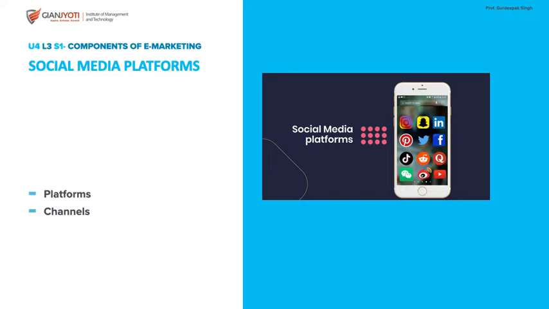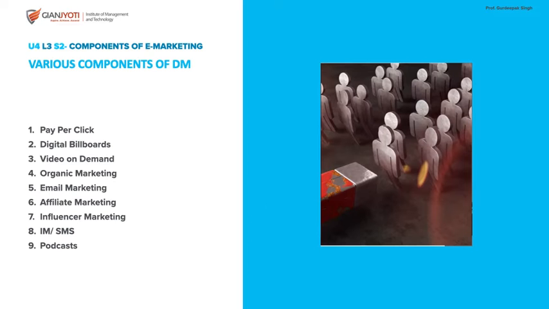So you are well familiar now with platforms and channels, as firstly you need to know the platform, and then under those platforms which are the channels available, as you can see in this picture. The various components of digital marketing, or you can say e-marketing, which we are going to discuss are 9.